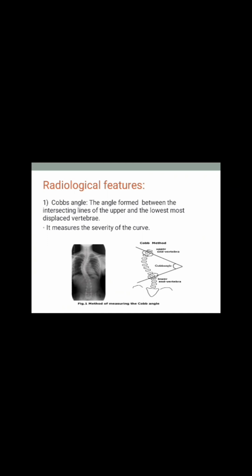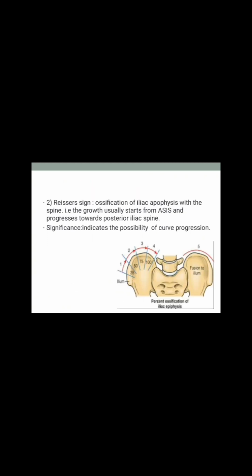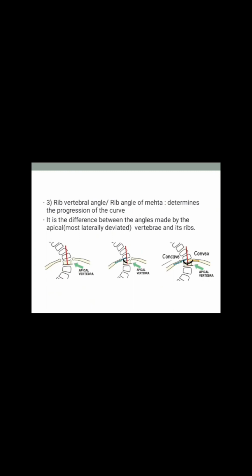Under radiological features, the first one is the Cobb's angle. It is the angle formed between the intersecting lines of the uppermost and the lowermost displaced vertebrae. It determines the severity of the curve. Next, we have Risser sign. It helps in determining the ossification of the iliac apophysis with the spine. The growth usually starts from the ASIS, also called the anterior superior iliac spine, and progresses towards the posterior iliac spine. The importance of Risser sign is that it indicates the possibility whether the curve is going to progress.